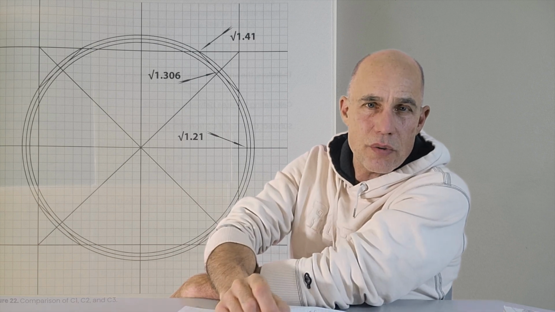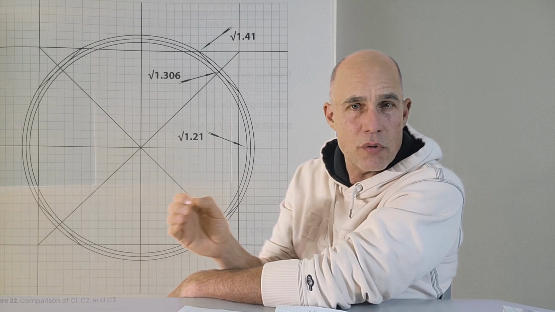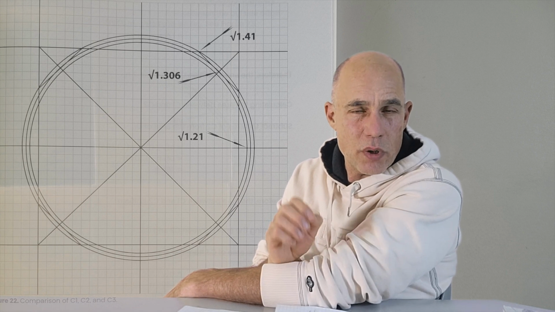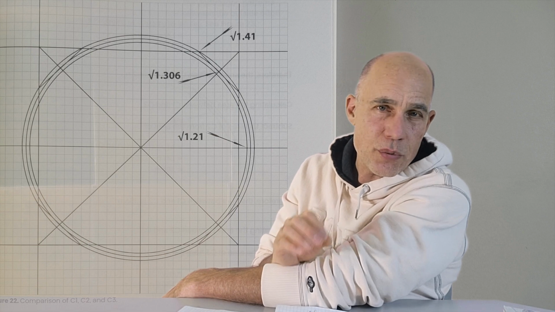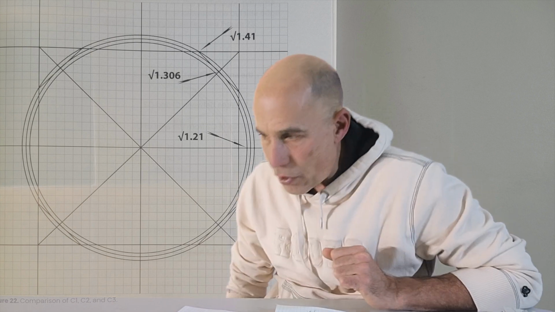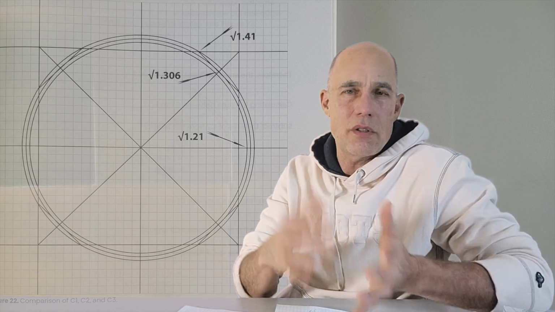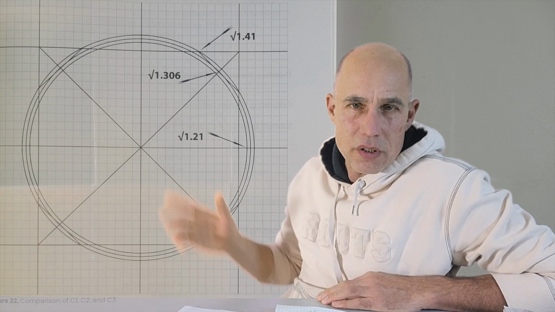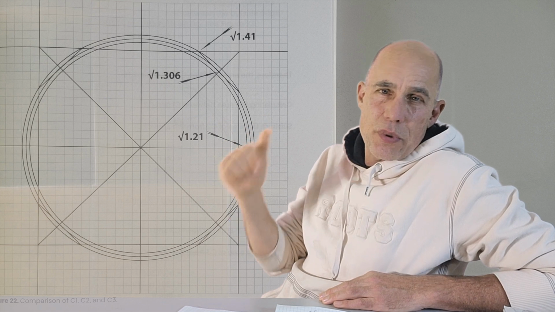So I'm going to give you the radiuses of these 3 circles. The outer circle has a radius of the square root of 1.41. The inner circle has a radius of the square root of 1.21. And then the middle circle has a radius of 1.306. Again, all units, well, not root 2, sorry. When you do it, it's in units of square root of 2, but still it works out to 1.306. So you can see those here. So it's almost 1.21, 1.31, 1.41.